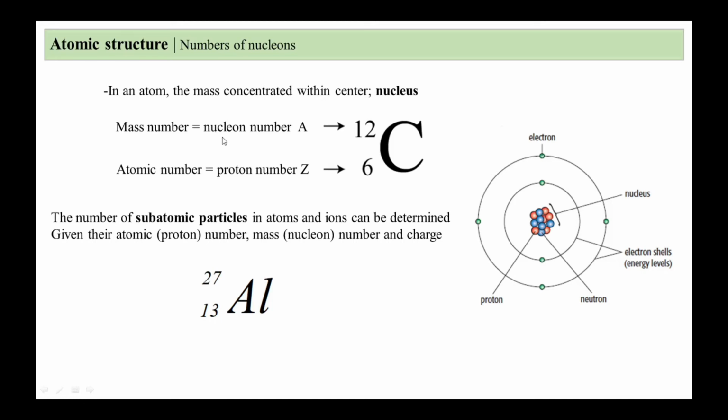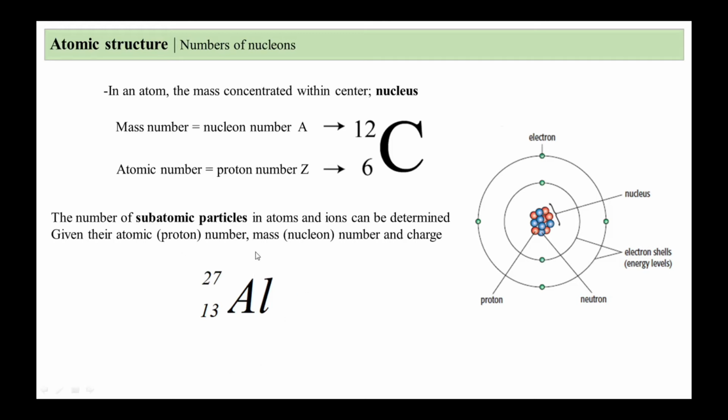Now we can represent atoms by two numbers: the nucleon number, also known as the mass number, which we refer to by the letter A, and the atomic number, which is equal to the proton number, and we refer to it by the letter Z. The number of subatomic particles, meaning electrons, protons, and neutrons, can be determined given the atomic number, which is the proton number, and the mass number.